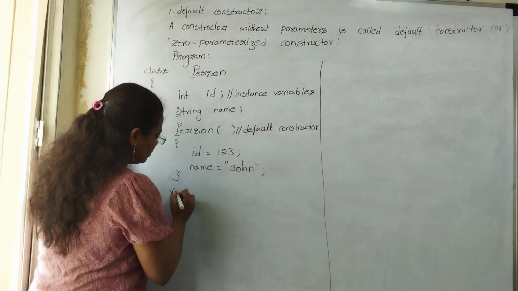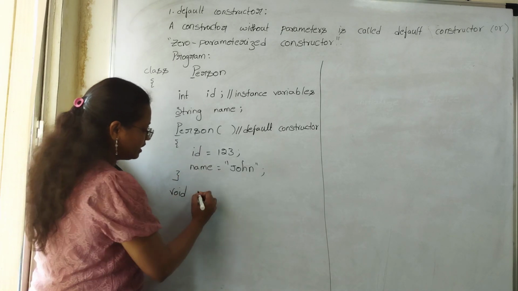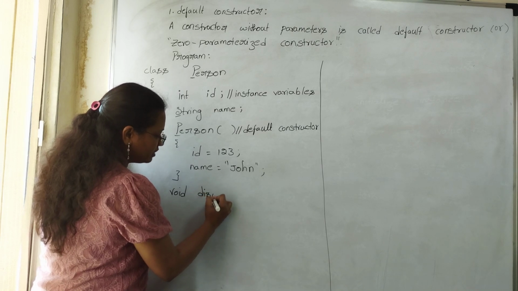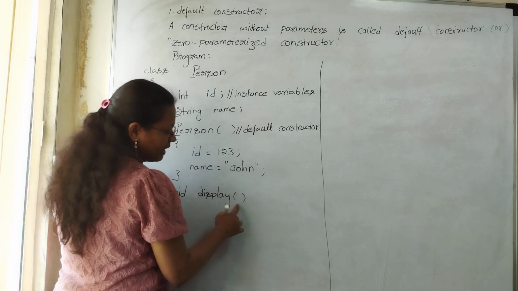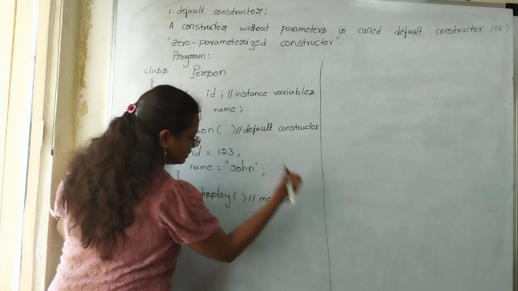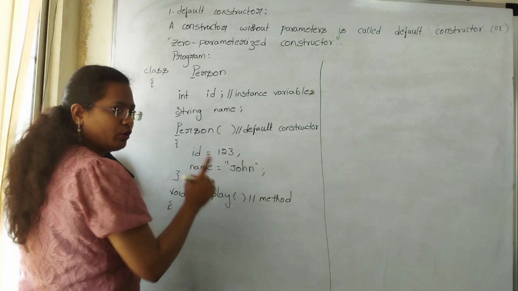Okay, so I don't want to return any value, so that is the reason before the method name I am writing void display or show method. You can give your user defined method name, don't pass any arguments into it, so this can be called as a method. Okay, now you need to print ID and name onto the screen, right?